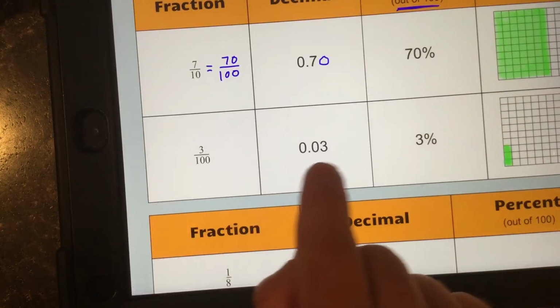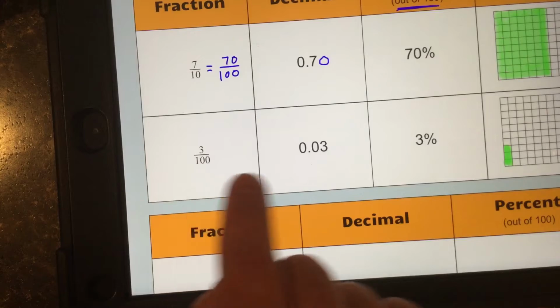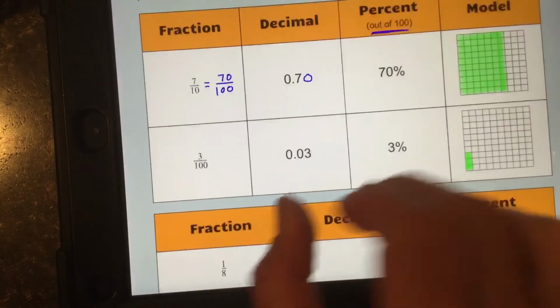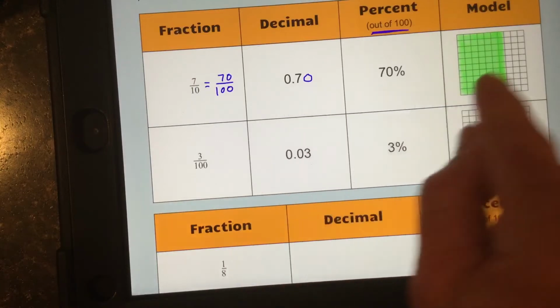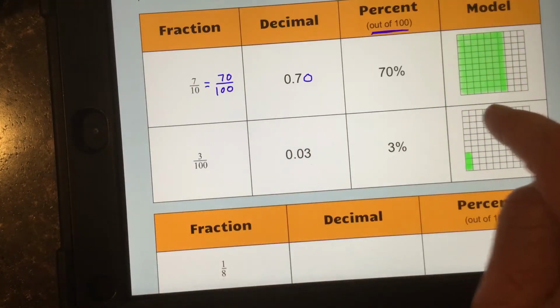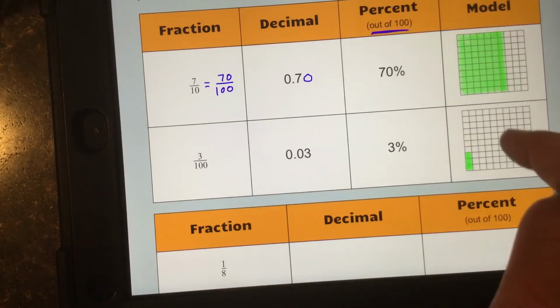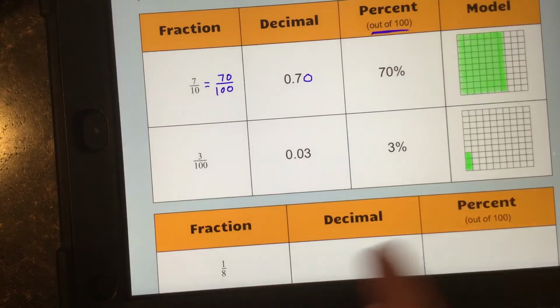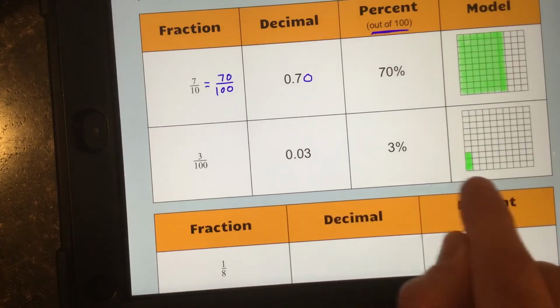This one already had the hundredths place, right? 3 out of 100. So 3 hundredths is 3%. And as you can see, when you model it as a fraction, a decimal, or a percent, it's always going to look the same. This is 7/10, 7 groups of 10, or 70 out of the 100. Same thing here. This was just 3 out of the 100.